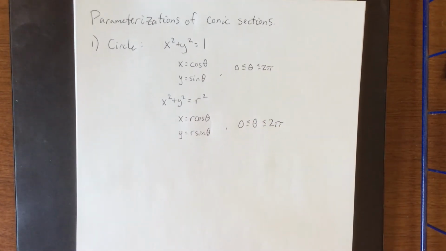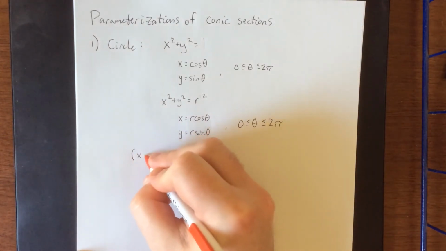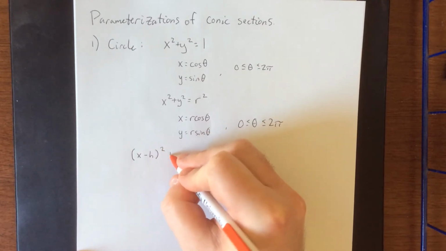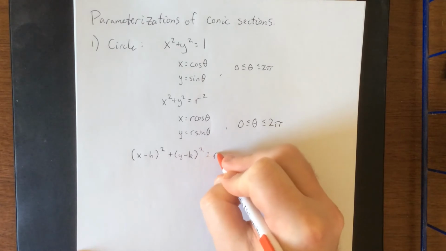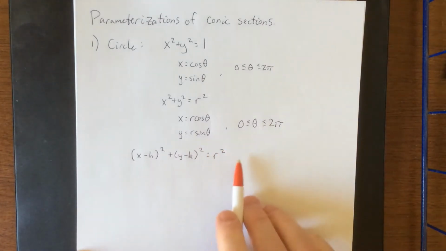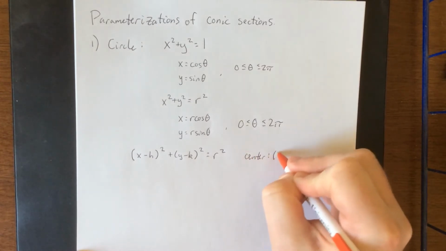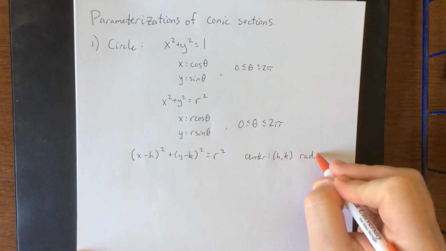However, if we want to get to the most general sort of circle, the standard form of a circle is x minus h quantity squared plus y minus k quantity squared is equal to r squared. This is a circle whose center is located at (h, k) with a radius that's equal to r.